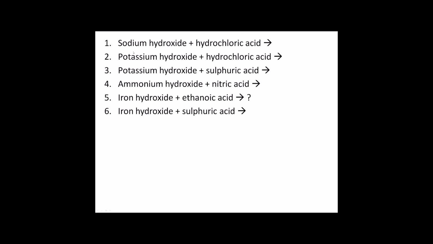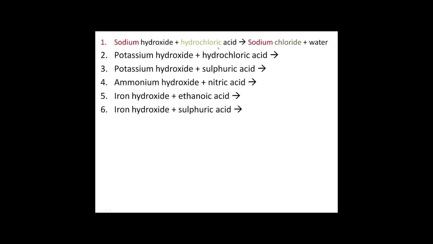Then we need the name of our salt. So we take the name of our metal. What's the name of our metal in question 1? Yep, sodium. And then if we go back and have a little look at what the acid gives us, so we've got hydrochloric acid, that's going to give us chloride. So the first one, we've got sodium chloride, plus water. Okay, you can pause the video now and try and answer these. I will put the answers in the comment section down below.